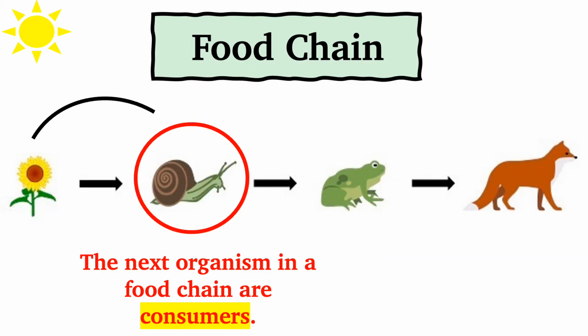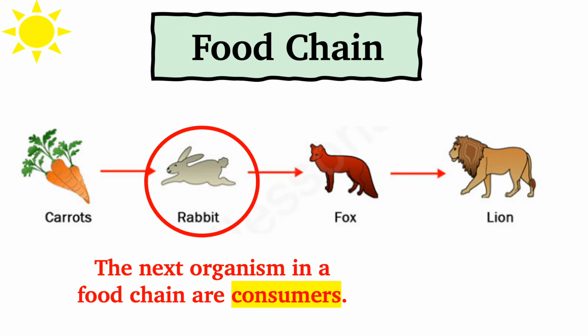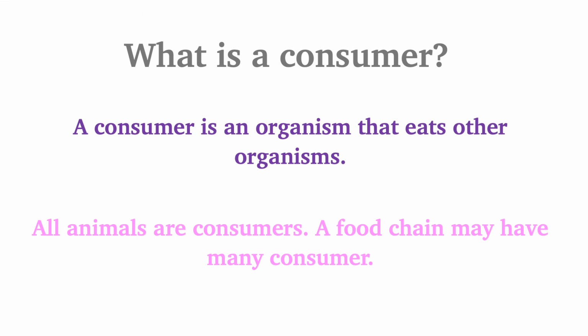Then the next organisms in a food chain are the consumers. As you can see in the pictures here. What is a consumer? A consumer is an organism that eats other organisms. All animals are consumers. A food chain may have many consumers.